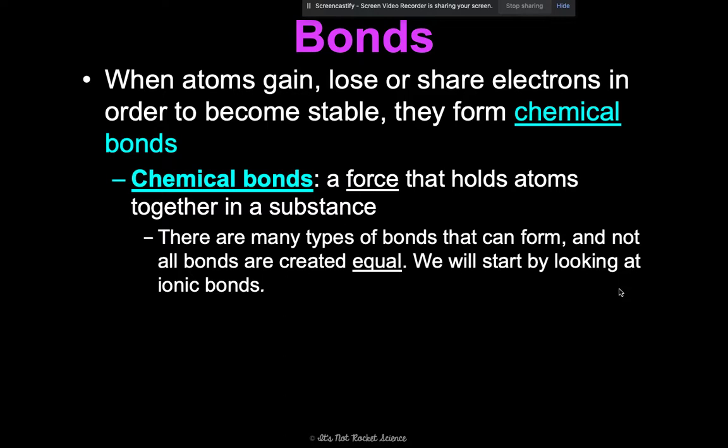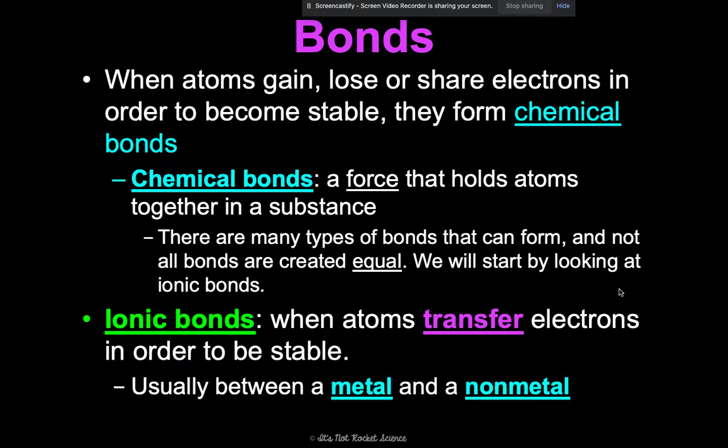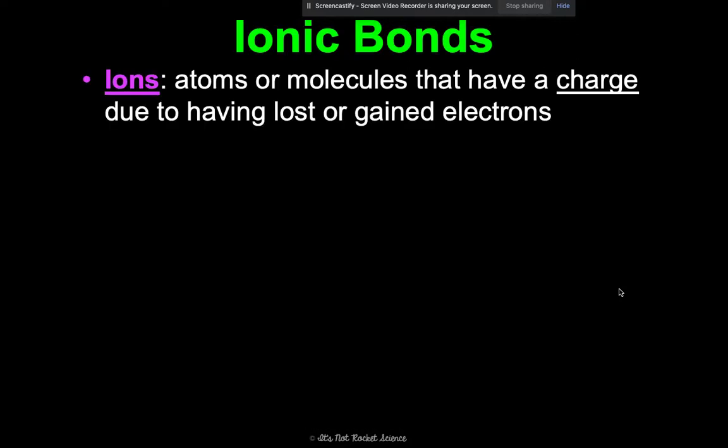So we're going to learn about ionic bonds first. Ionic bonds are when atoms transfer electrons in order to be stable. So that means an atom could gain or lose an electron depending on where they are in the periodic table. It's usually between a metal and a non-metal. This is very important to remember. Between a metal and a non-metal, and they transfer electrons. This results in the formation of ions. So let's dive into ionic bonds here. Ions are atoms or molecules that have a charge due to having lost or gained electrons.